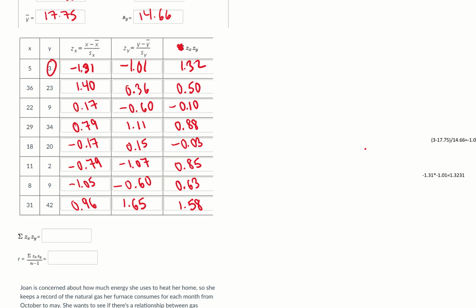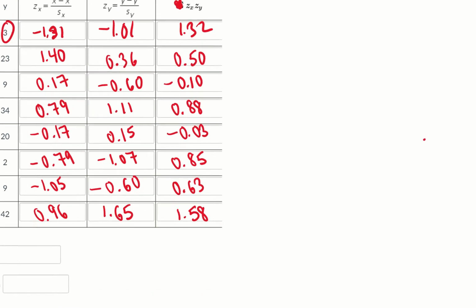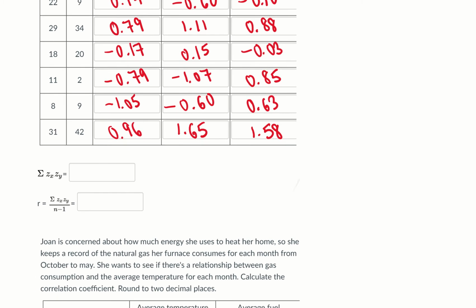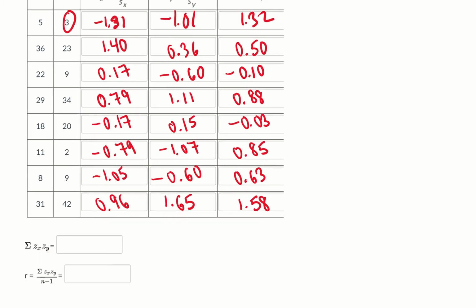So we got all the numbers, and once we fill in the numbers here, rounded to 2 decimal places, which is exactly what we did here, then you're going to add this last column, right? When you add this last column, it gives you your sigma ZX times ZY. So when you add that column together, you get 5.63.